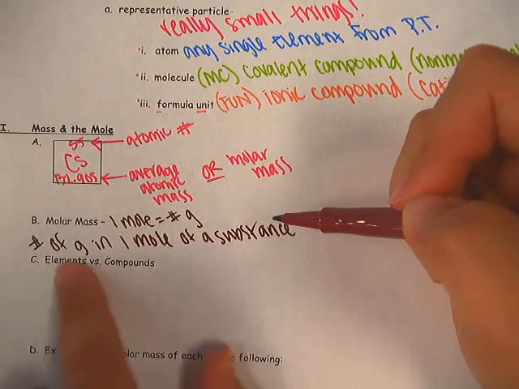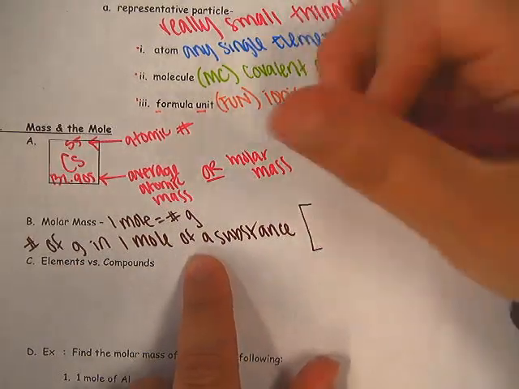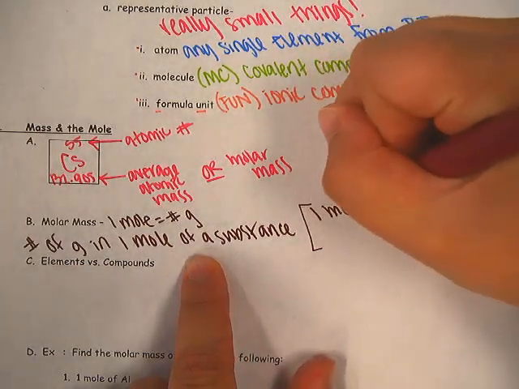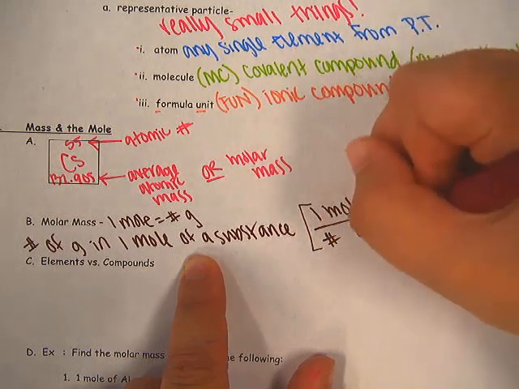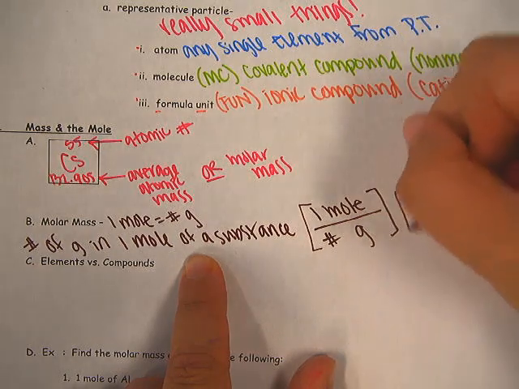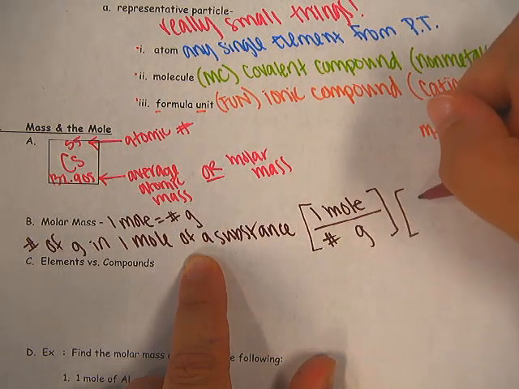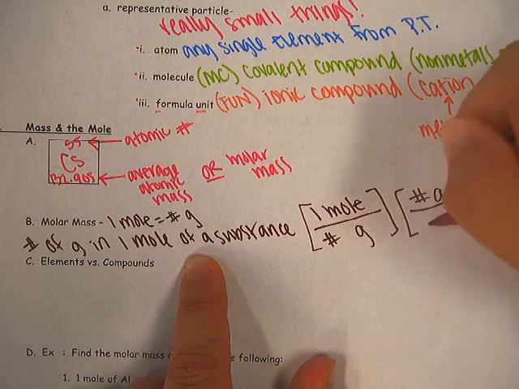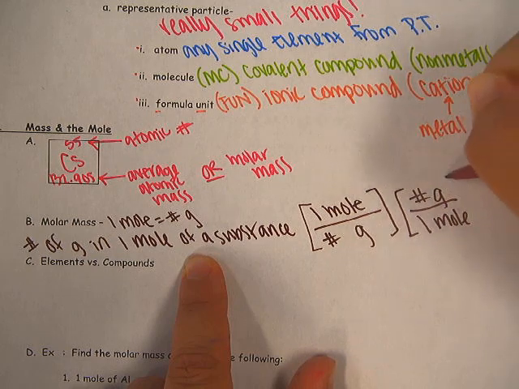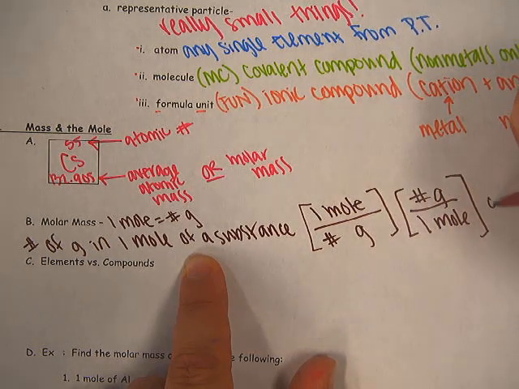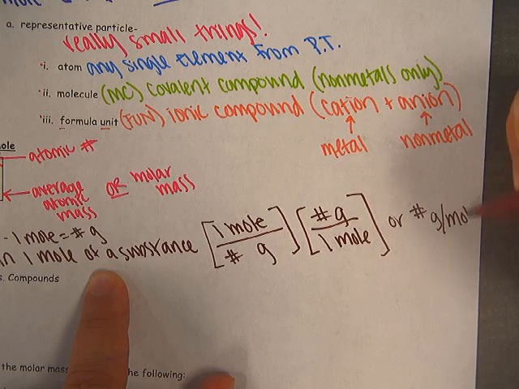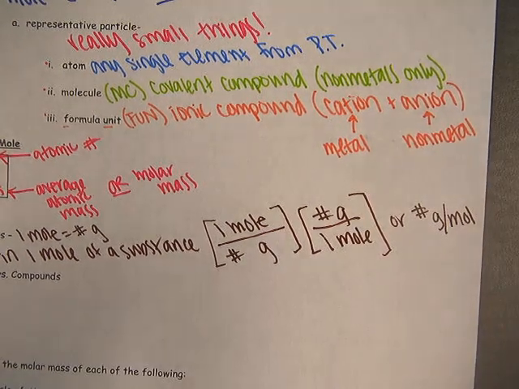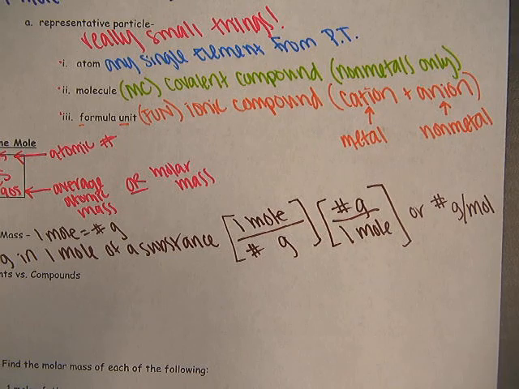So when we talk about molar mass, we can write it in multiple ways. One way is that we're going to say that one mole of something is equivalent to whatever number of grams is on the periodic table. We can also write that the opposite way, where we say the number of grams is equivalent to one mole. Or we can say the number and then grams per mole. So we'll practice using it in all of these ways, hopefully today.